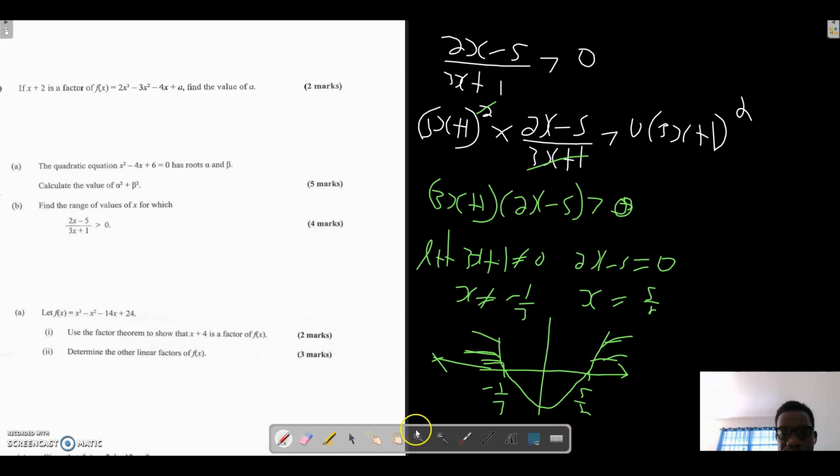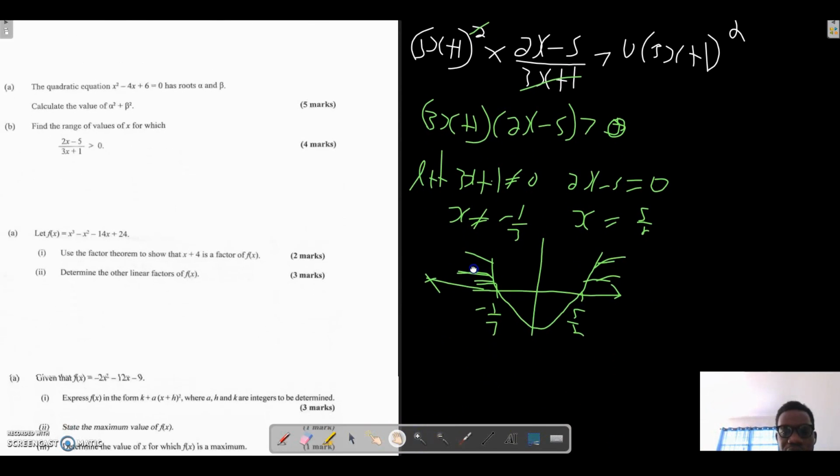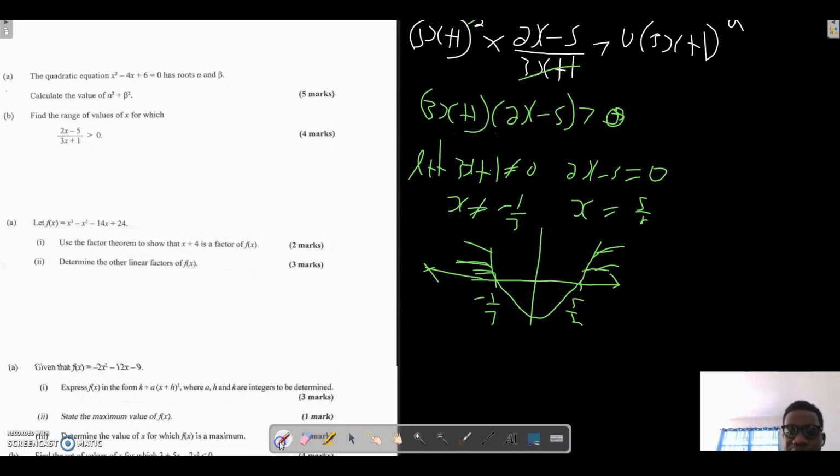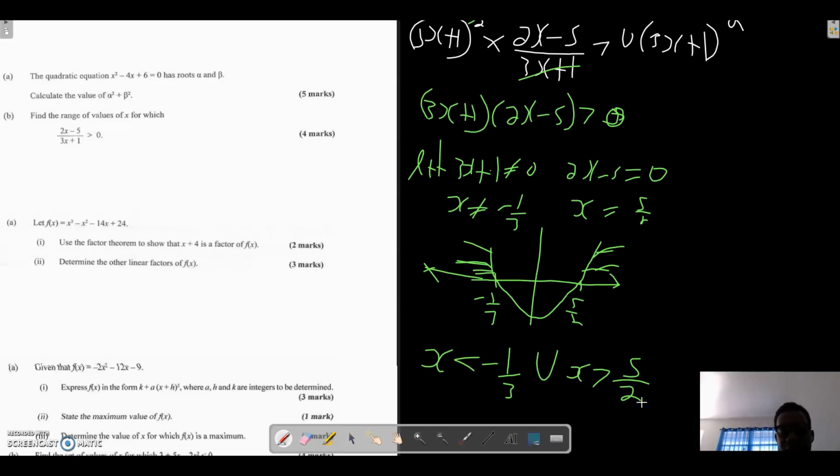So simply put, the solution, or the range of values for x, would be down here or up here, which would be x is less than negative 1/3 union x is greater than 5/2. So the quadratic approach does work. You can use a number line, but I particularly like this idea. It goes very quickly.